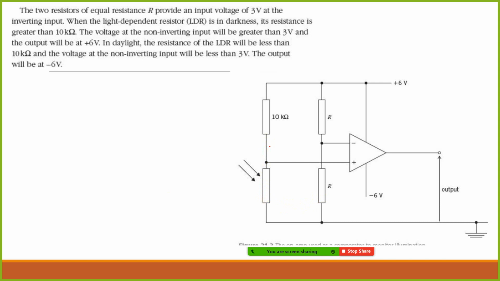All right, let me see here. Okay. All right. So you can read the information right there. So what we're looking at is basically a comparator. If you go in an exam and you see something like this, you're actually looking at a comparator. And when we say comparator, it's basically comparing the voltage at the inverting and non-inverting terminals. Now, let's look at it. It says that we have two resistors of equal resistance, right? Provide an input voltage of 3 volts at the inverting terminal. So this is where the inverting terminal is connected.